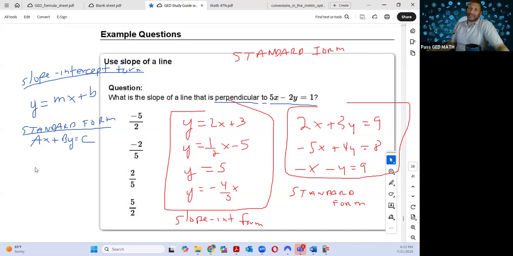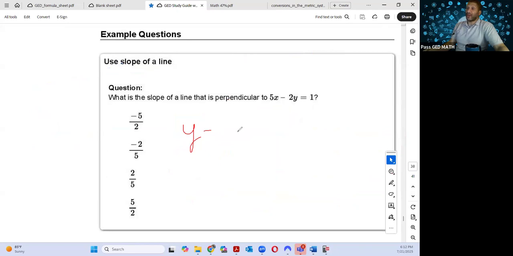Okay, Mr. Tenzi, I understand that. That's not too hard. What if they had something like this? y minus 5 equals 2x. Well, that's not slope-intercept form because I don't have y equals. That's not standard form because I don't have ax plus by equals c. And this is where it causes the confusion, right?